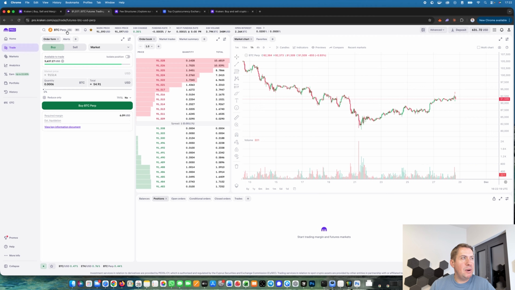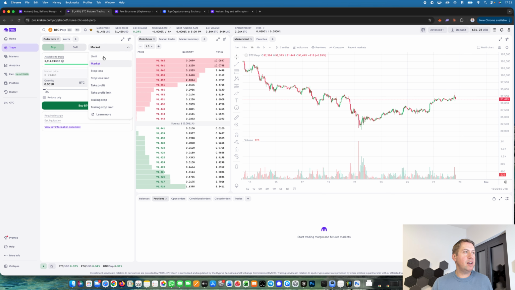And I can trade here because it's a futures market with up to 10x leverage. As you can see here, I only have 600 USD in my account. However, it already says I can trade up to 5,600 USD, so almost 10x leverage. And then I can just select how much I want to invest. And with the market order, I just click buy BTC perp, and it will fill the order immediately.